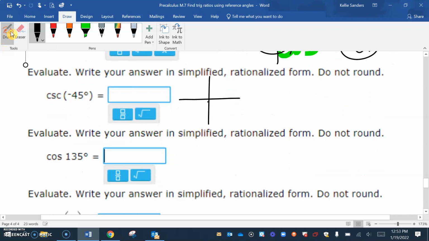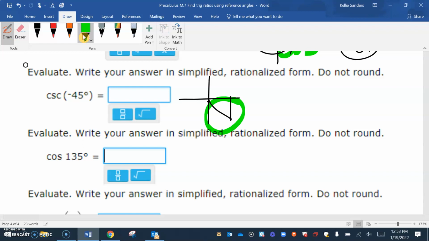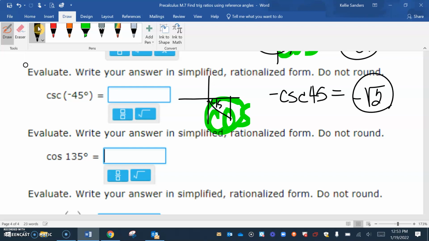Negative 45 degrees, you're again in the fourth quadrant, and cosine is the only thing positive in the fourth quadrant, and this is 45. And so this is going to be negative because it's sine, cosecant 45, and cosecant 45 is square root of 2, so this is negative square root of 2.